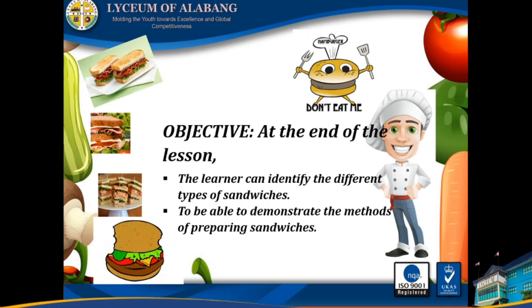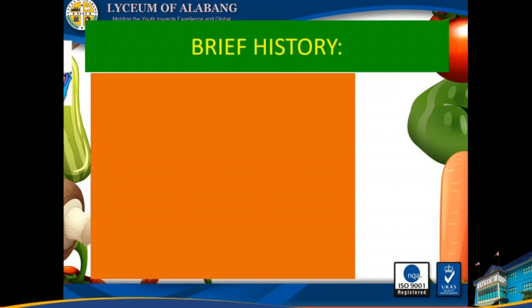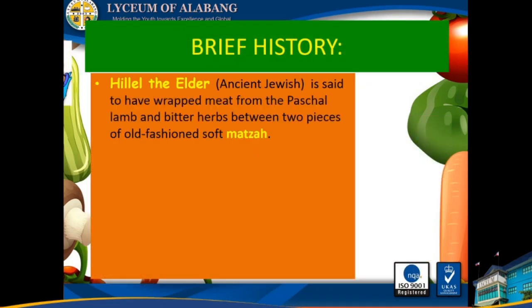Let's define first what is sandwich or sandwiches. A sandwich is a food item consisting of two or more slices of bread with one or more fillings between them. Brief history of a sandwich. The first recorded sandwich was by the famous Rabbi Hillel the Elder, who lived during the 1st century BC.